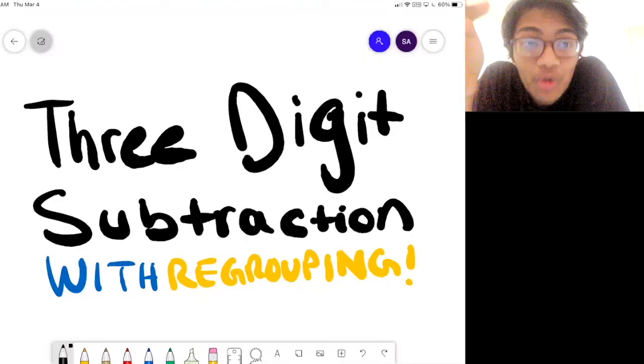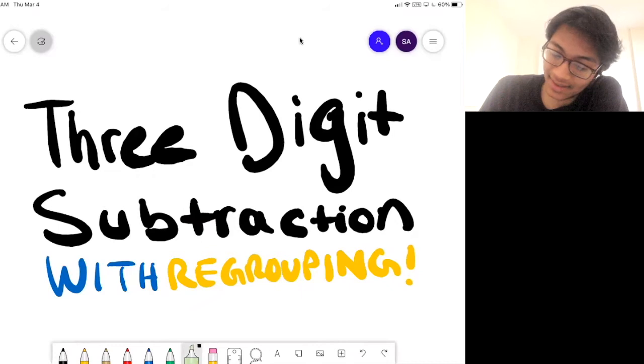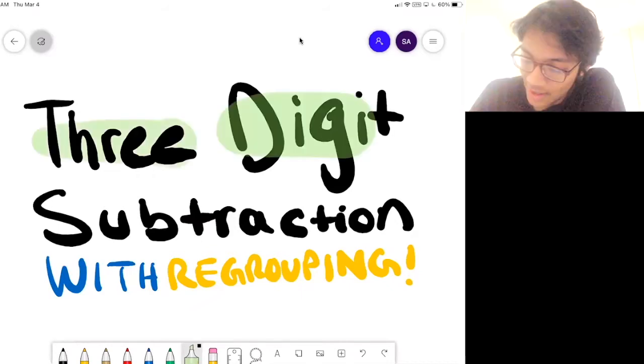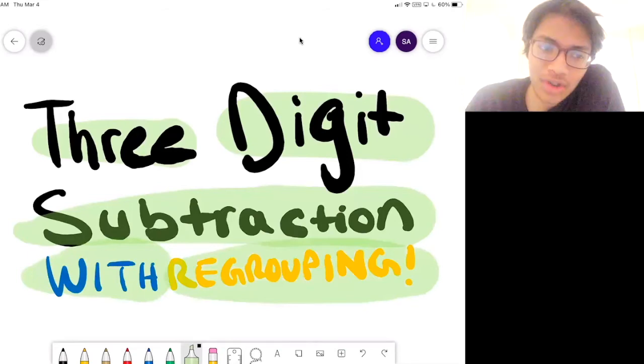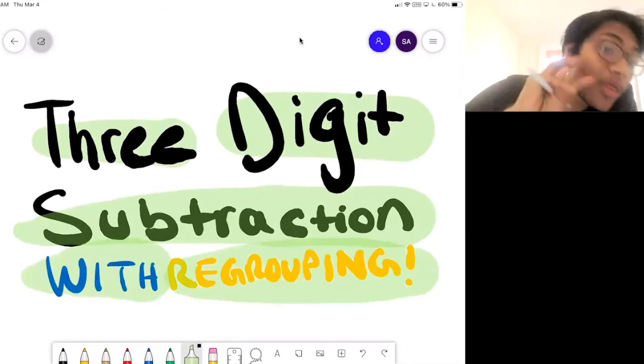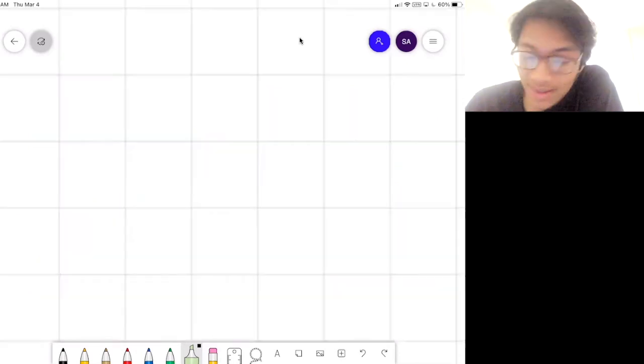All right, folks, so today we're going to be checking out three-digit subtraction with regrouping. That's right, we're doing three-digit subtraction, not two, not one, but three-digit subtraction with regrouping. Let's go ahead and do some examples.